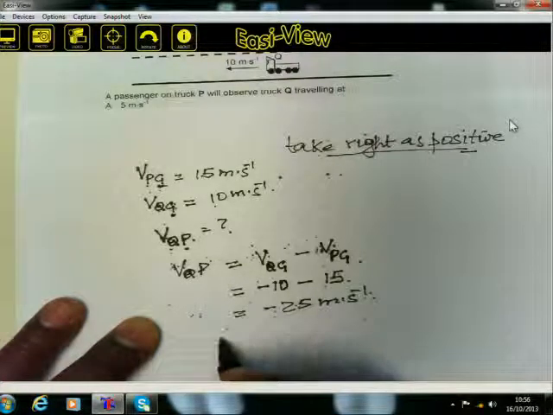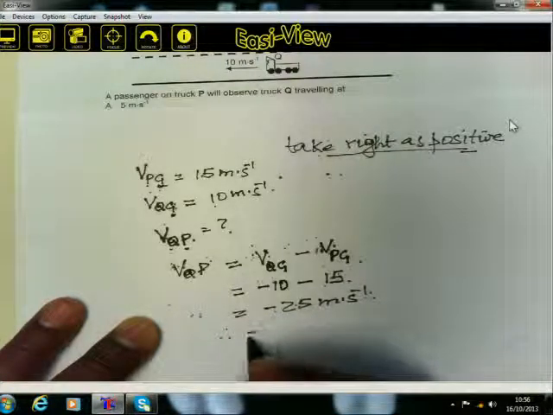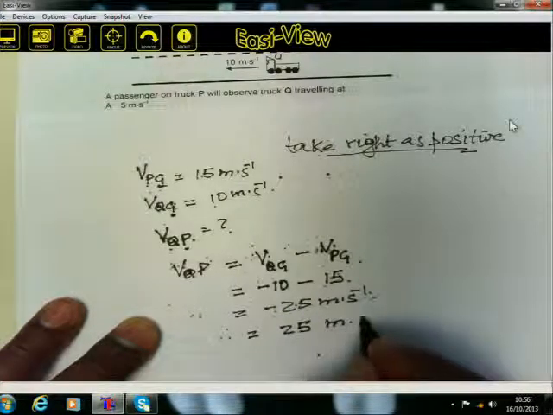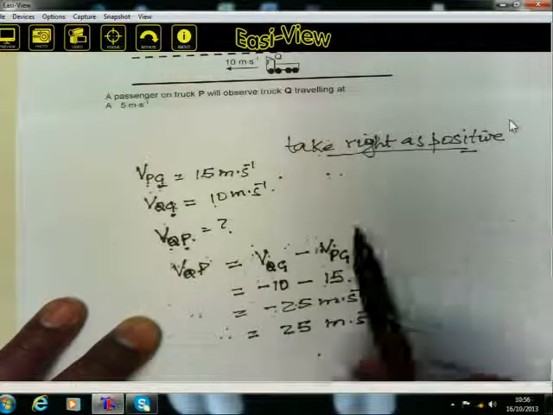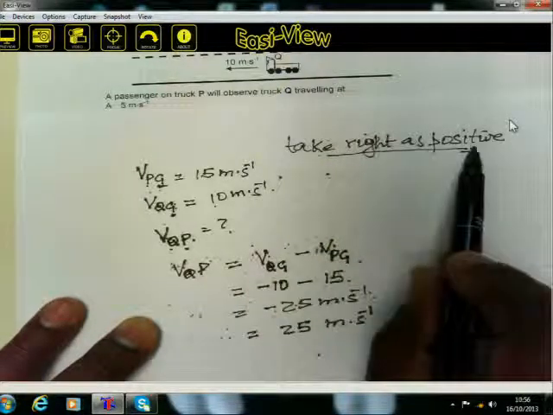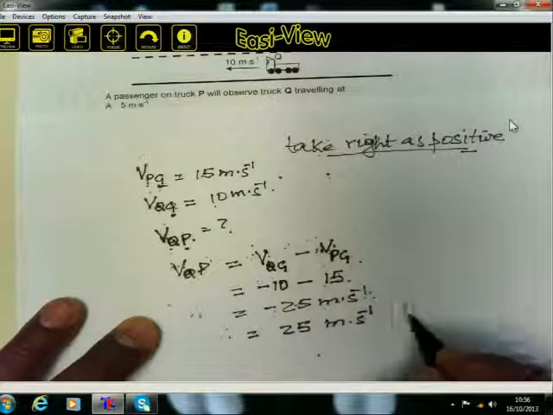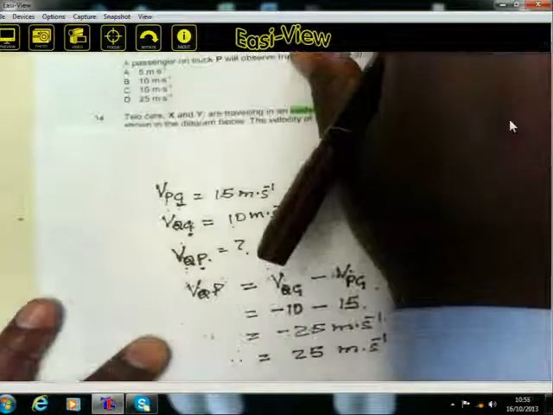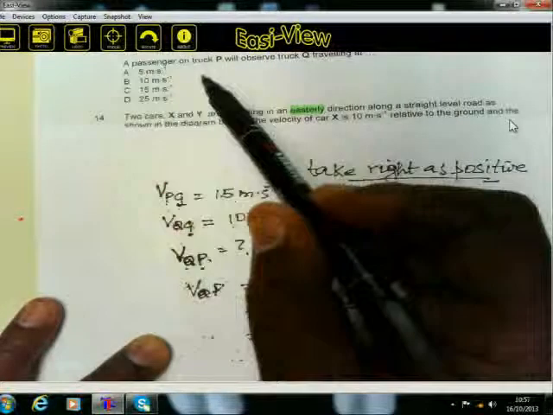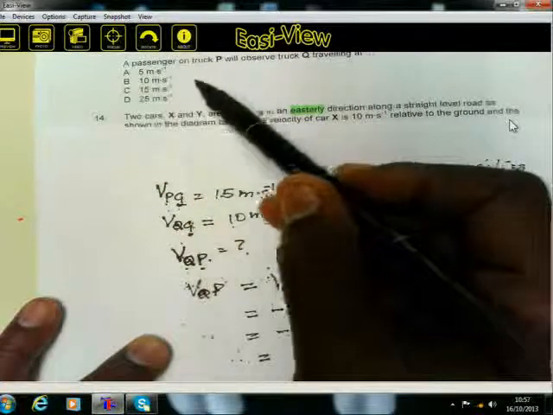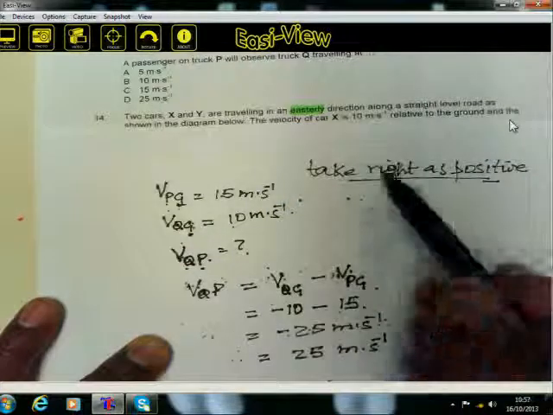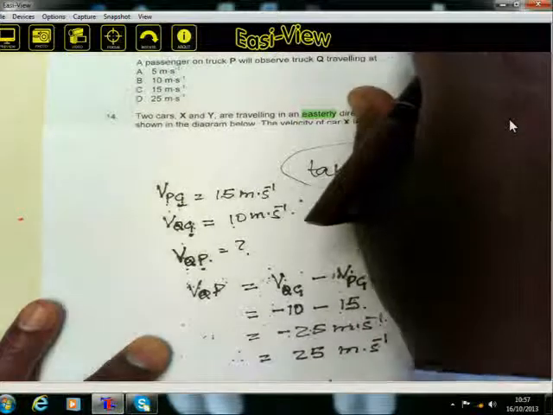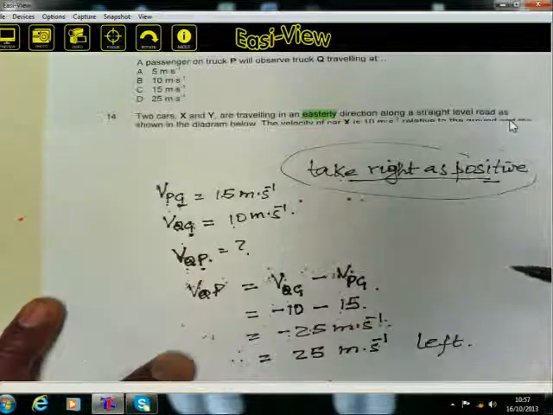How do we interpret this? This therefore tells us that the velocity is 25 meters per second. Because our right is positive, this will be moving in the direction left. Of course, here we are not given the directions, but I used this to emphasize the idea of using the direction or choosing the direction.